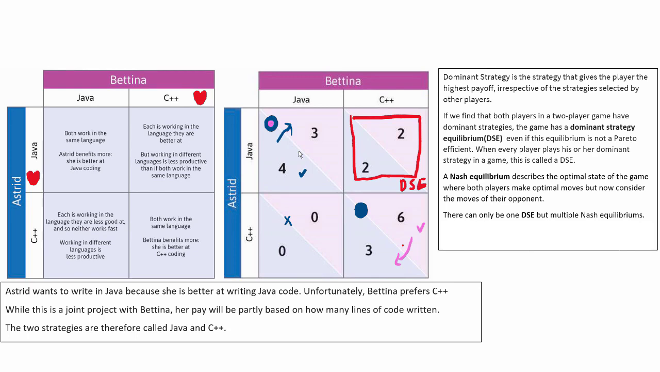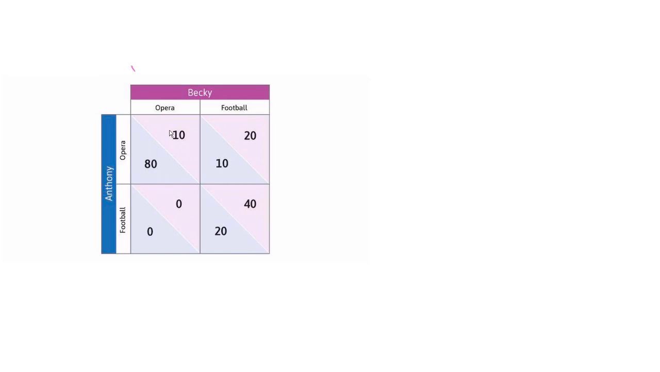The second criterion is who started to work on the project first. If Bettina has completed part of the project before her co-worker Astrid is brought onto the team, then they will probably continue to use C++. Let's look at the final example.